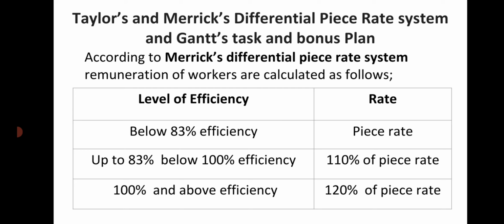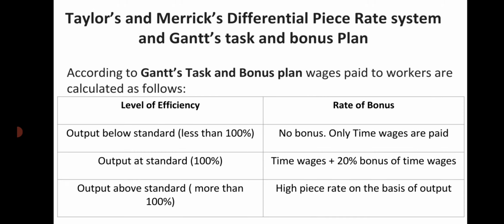First column, level of efficiency, and second, rate of bonus. It is as per Merrick's plan. If the worker is below 83% efficiency, only piece rate is given to him. If the worker is between 83% and below 100% efficiency, he will be given 110% of the piece rate. If the worker is at 100% or above efficiency, 120% of the piece rate. This is fixed in accordance with Merrick's differential piece rate system.